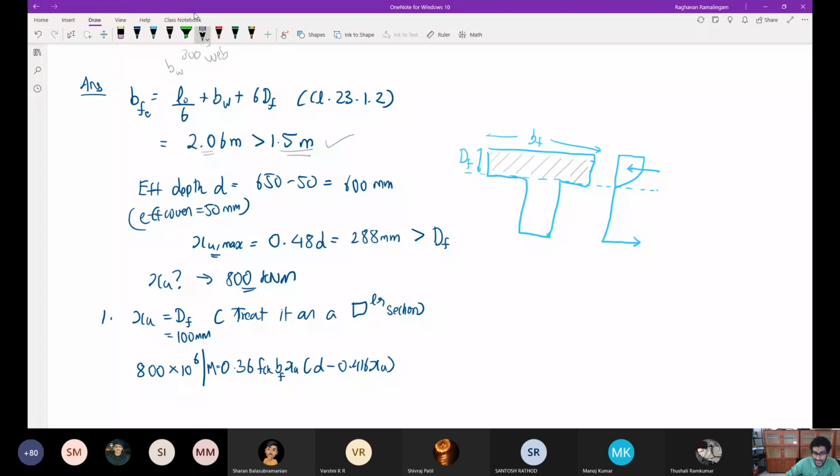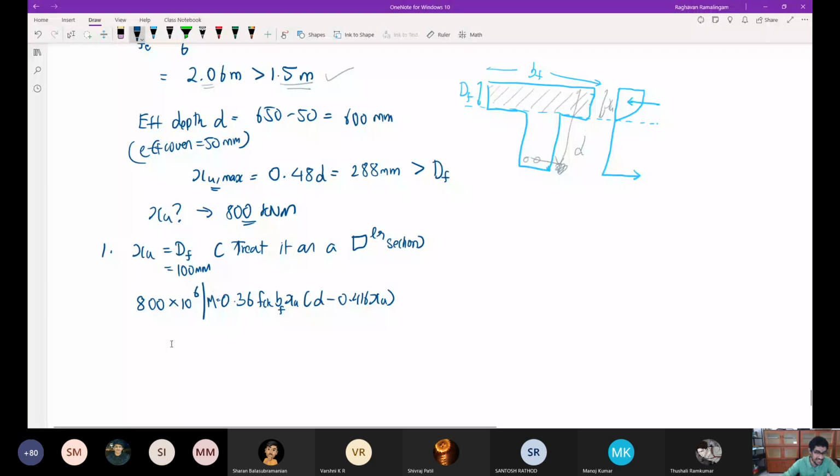It's a rectangle of depth XU and width BF. So those things alone we substitute over here, and D is obviously D. That is our 600, which is given to us. So we just find this one out and see whether it is at least 800 into 10 power 6.